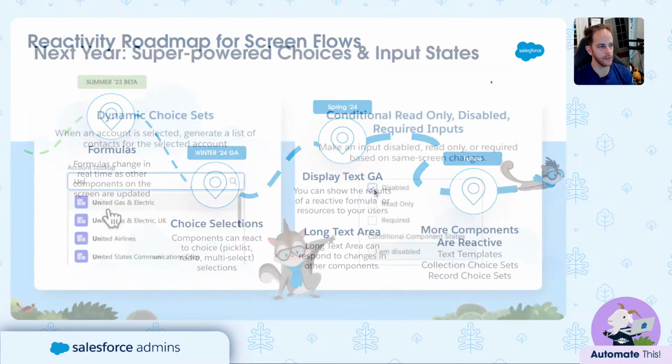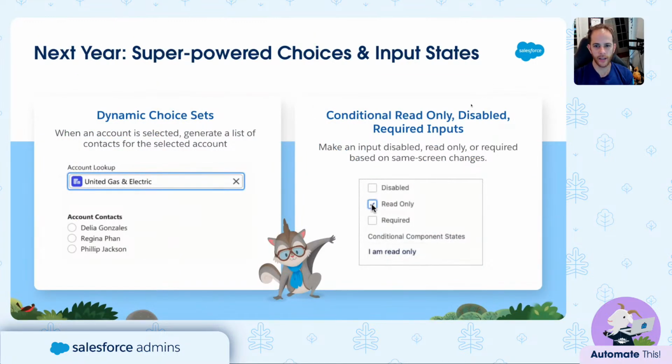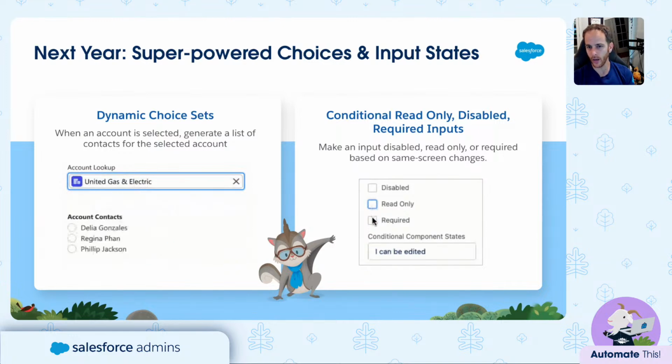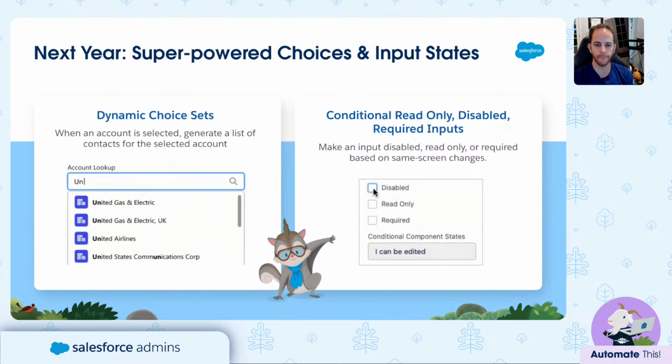And then before I go, just some quick samples of what I was talking about there. So dynamic choice sets, here you've got your account in a lookup, and then you generate a set of contacts. Really excited about the use case. And then also what we're looking at adding is conditional read-only, disabled, and required for all of our components. Also a very hotly requested item, to be able to make an input read-only, disabled, or required. So we are going to be starting that next year. So I'm really excited about that as well.